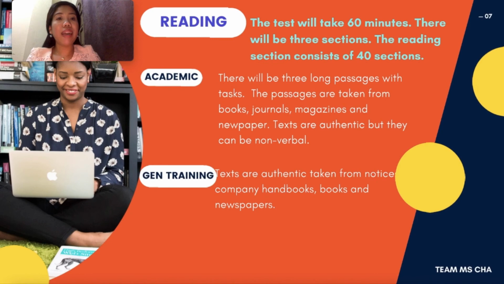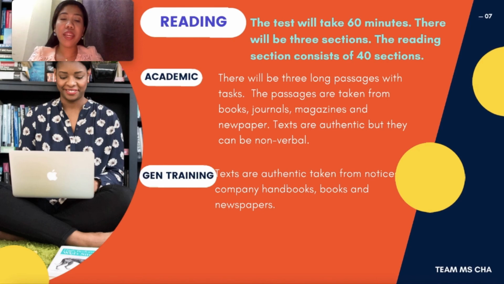Our reading test will take 60 minutes. There will be 3 sections. The reading section consists of 40 questions. For academic reading, there will be 3 long passages with tasks. The passages are taken from books, journals, magazines, and newspapers. Texts are authentic, but they can be nonverbal.